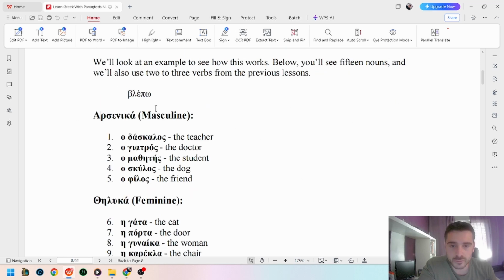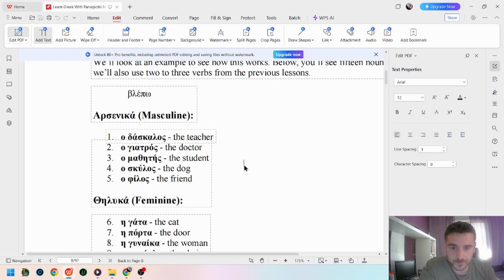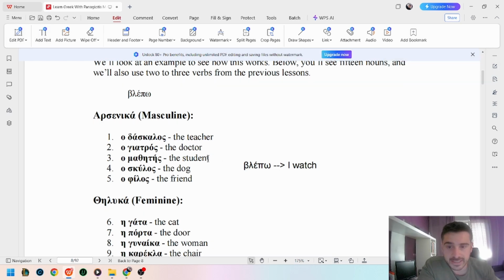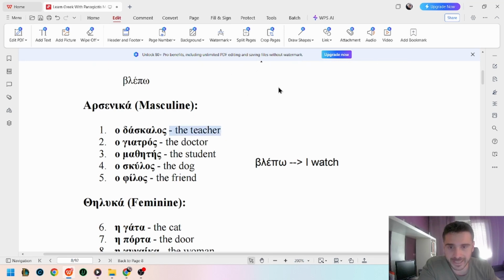Λοιπόν, first of all, today we'll use the verb βλέπω, which means I watch or I see, to make some examples of how we make sentences. Let's enrich our vocabulary a bit. Let's see some masculine words. The teacher in Greek, στα ελληνικά, will be ο δάσκαλος. The doctor, ο γιατρός. The student, ο μαθητής. The dog, ο σκύλος. And the friend, ο φίλος, if the friend is male.